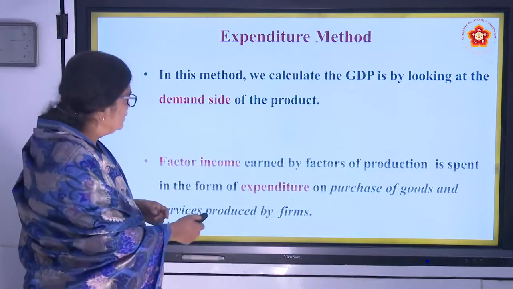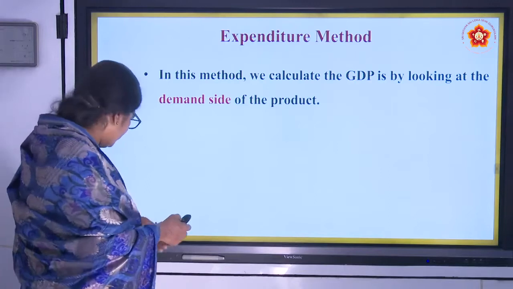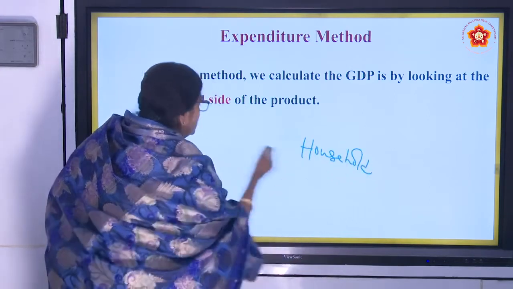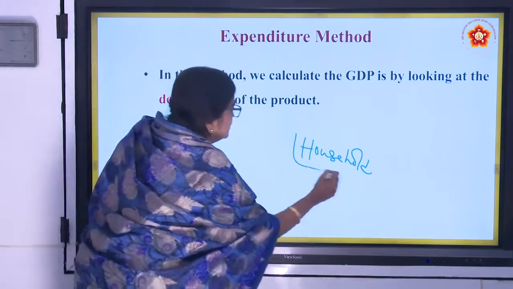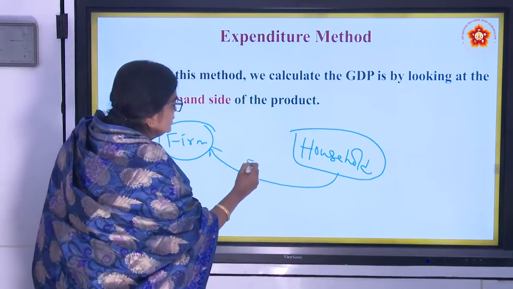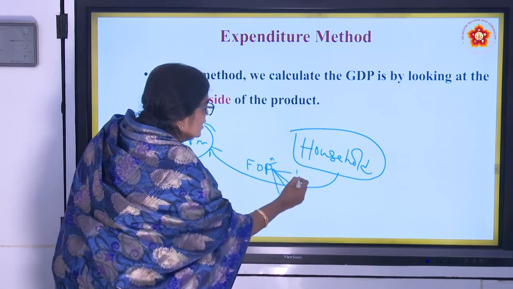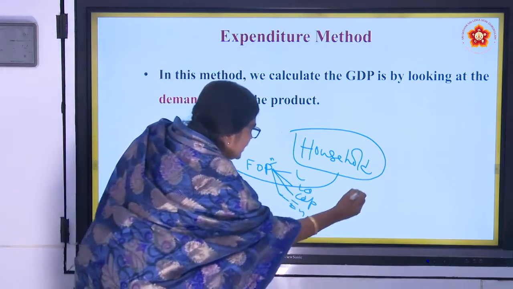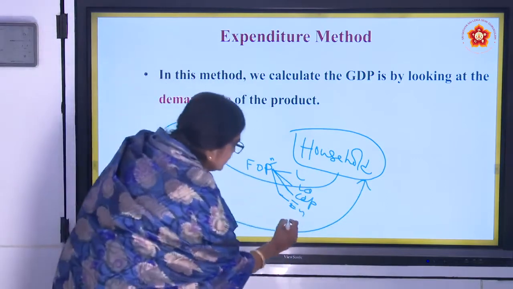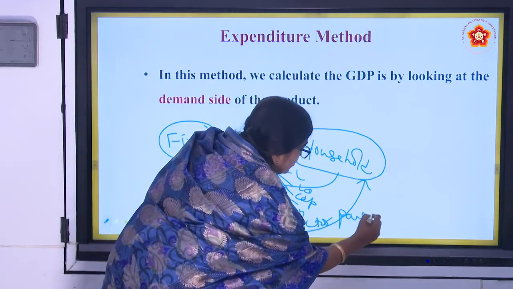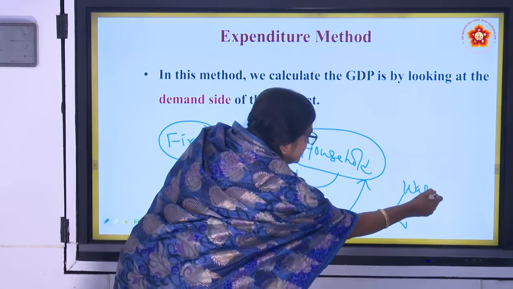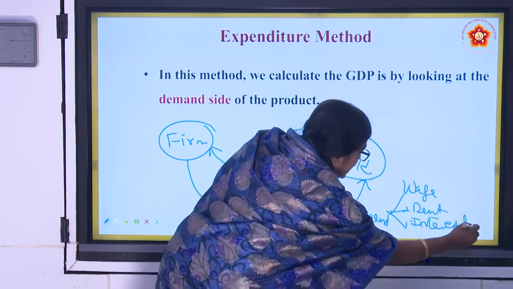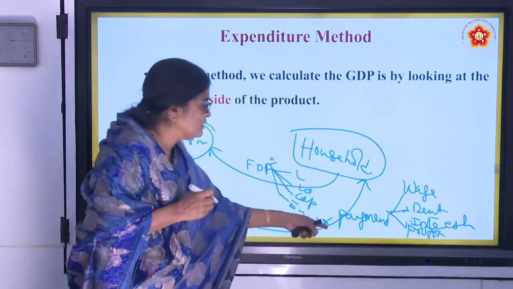the product. And then, factor income, we have already discussed in our previous classes and videos. In our circular flow of income, we have studied that households supply factors of production. What are the factors of production? Land, labor, capital, entrepreneurship. And what does the firm do? The firm pays factor payments. What are the factor payments? We know: wages for labor, rent for land, interest for capital, and profit for entrepreneurship. All these things are paid by the firm.